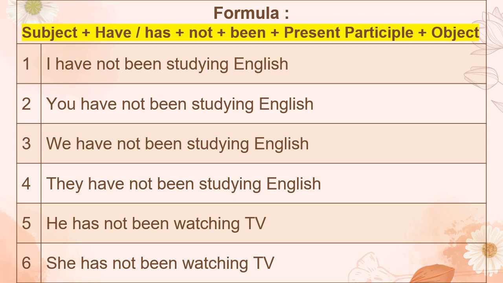For example, I have not been studying English. I is the subject, have is the helping verb, not is the negative, been is the helping verb, studying is the main verb, English is the object.